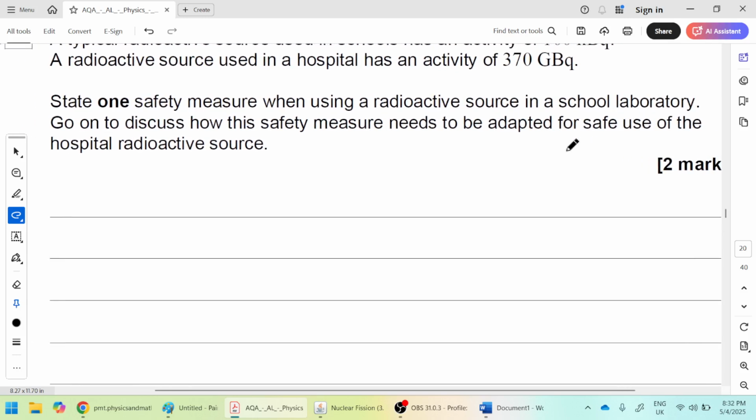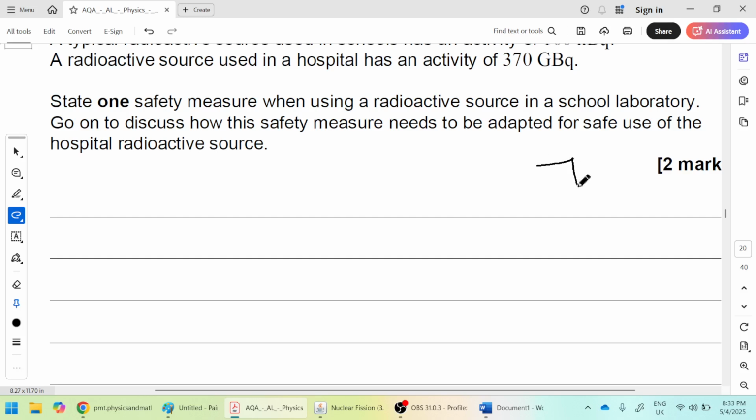So there are a couple of safety measures. Unfortunately, what I saw in the papers that I corrected was the use of goggles. Goggles isn't going to do anything for you, okay? Because if it's an alpha source, anyway you are safe. If it's beta or gamma, if you pointed at your eyes, you're already done, and it passes through the goggles. Okay, so normally you use tongs to hold the radioactive source.